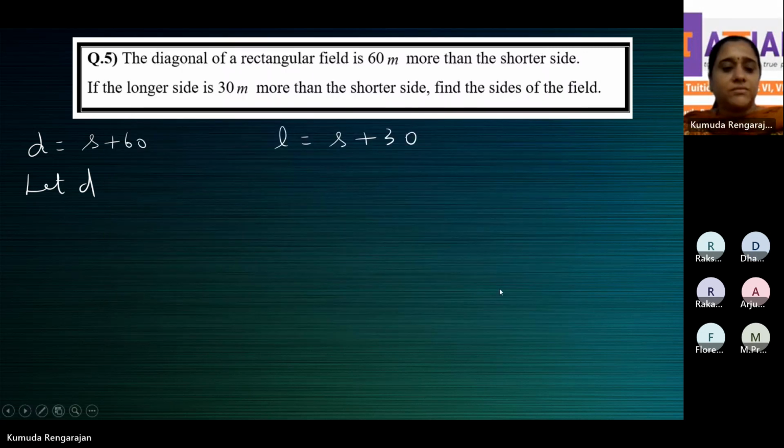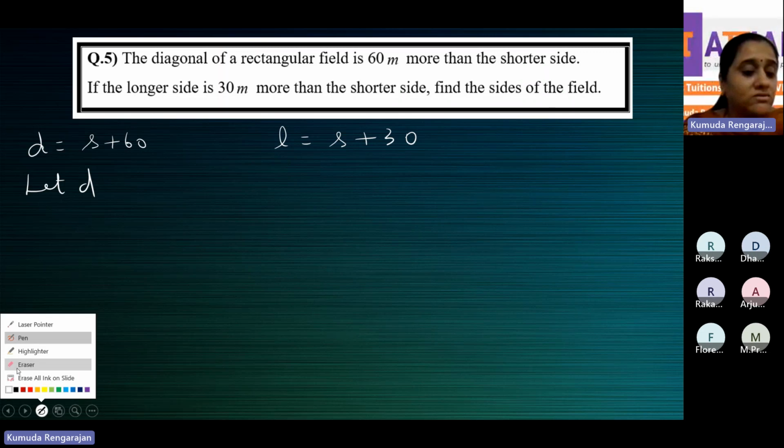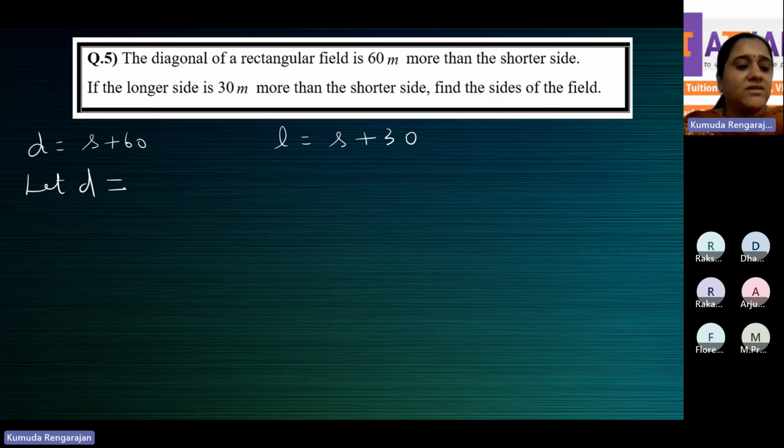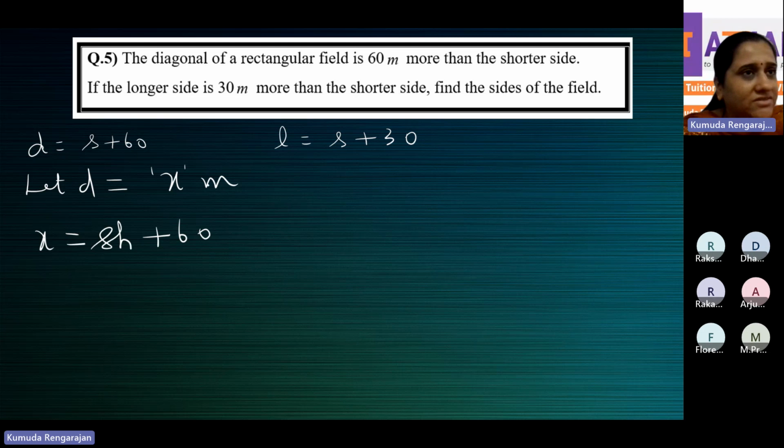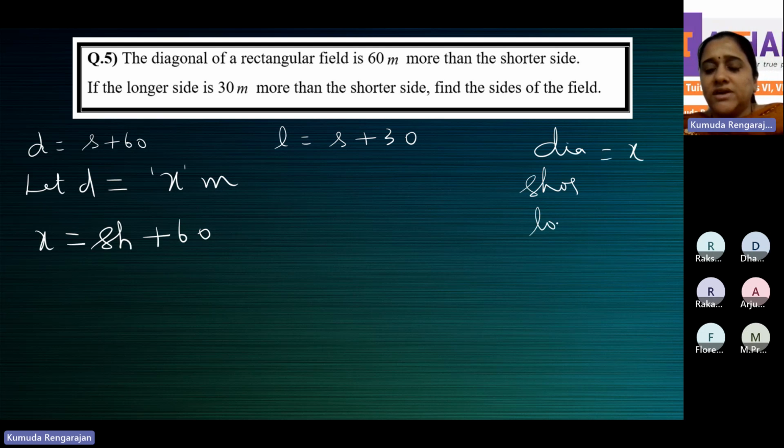Okay, so supposing you call the diagonal X. Let the diagonal be X meters. So what do you get here? X is equal to shorter side plus 60. So we call the diagonal as X. Now you should fill in the shorter side and longer side.